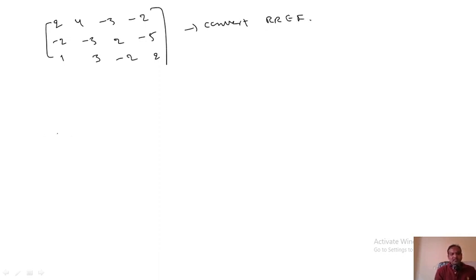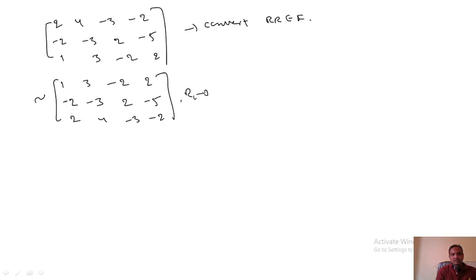First interchange this one. Okay, I am writing directly. This is equivalent to, when you interchange: 1 3 minus 2 2, minus 2 minus 3 2 minus 5, 2 4 minus 3 minus 2. This is R1 interchanged with R3. Next, this is the pivot. Now convert this one.